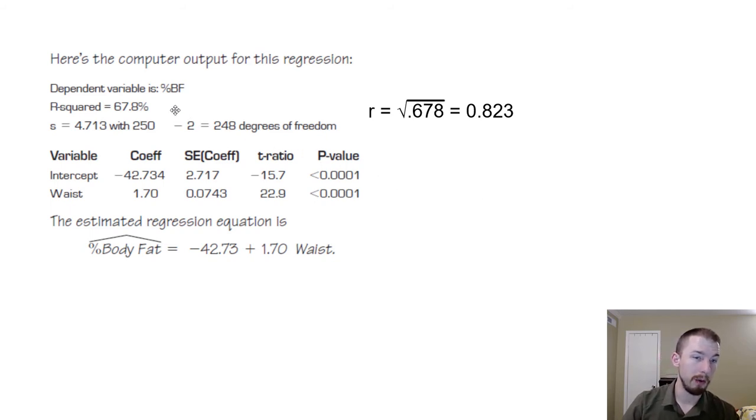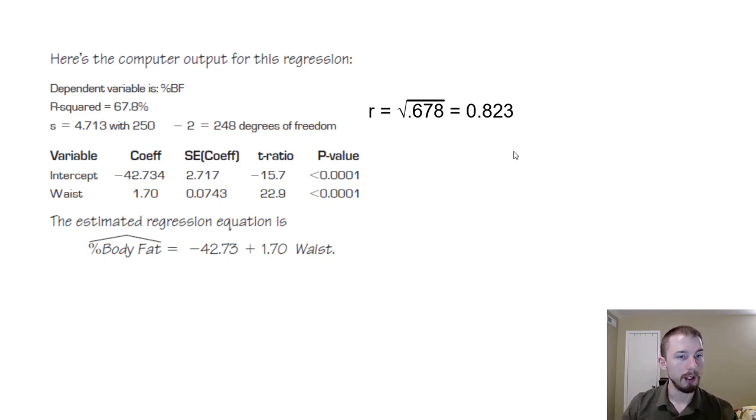So our dependent variable is the percent of body fat, which is, in other words, our response variable. That's the dependent. The independent variable is going to be our explanatory, which would be waist size. The R squared, which is also called the coefficient of determination, is just your correlation coefficient squared. So we can actually find the correlation coefficient by taking the square root of the R squared, which would give us 0.823, just in case you forgot that from unit 2.